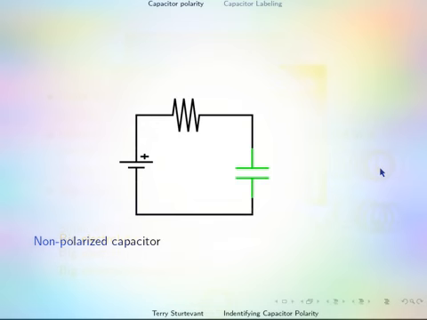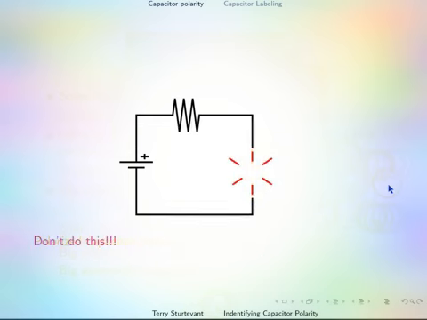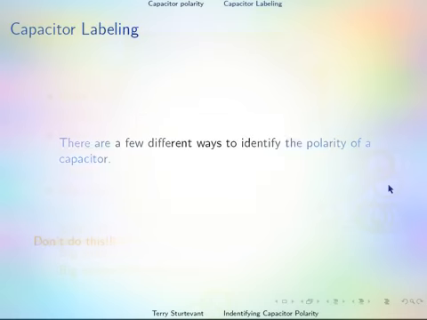If we put a non-polarized capacitor in a circuit, it doesn't matter which way we connect it, and the symbol doesn't show you any polarization, so it's easy to see. A polarized capacitor has this curved bar on the bottom that indicates which way it's supposed to go in a circuit. So the curved contact goes to the lower voltage. If we put a polarized capacitor in the wrong way, then it can explode. Don't do this.